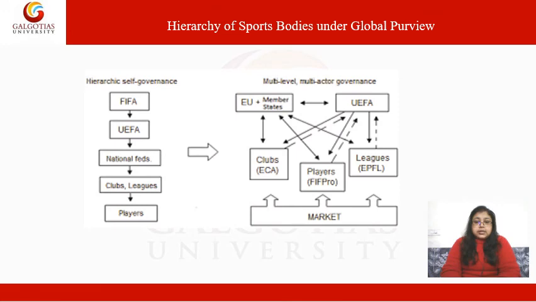This particular slide deals with the hierarchy of sports bodies under global purview. There are different sports bodies which are dedicated for different purposes. Like we have different self-governing bodies, such as FIFA and UEFA. I have given the example of GAISF, the Global Association of International Sports Federations. Then we have EU members, different player leagues, and the Olympic Association. So these are some of the global associations who have a hierarchy to be followed.